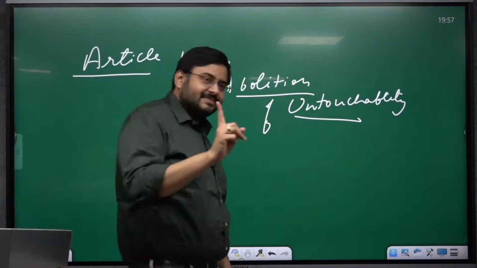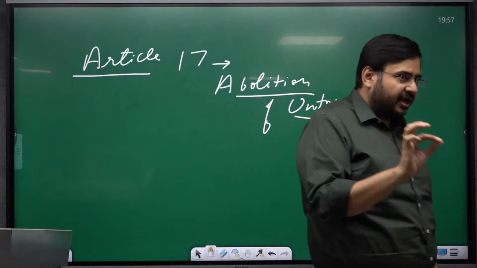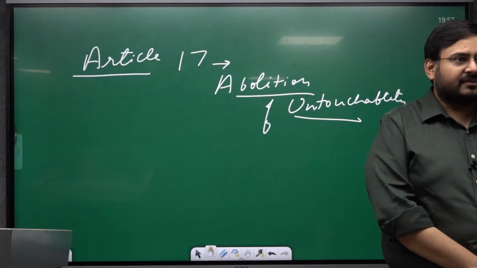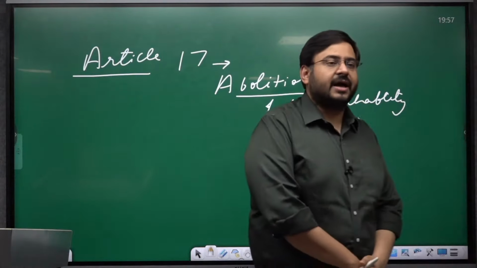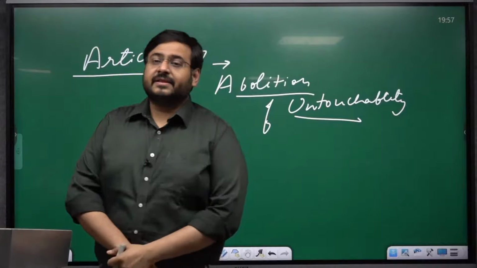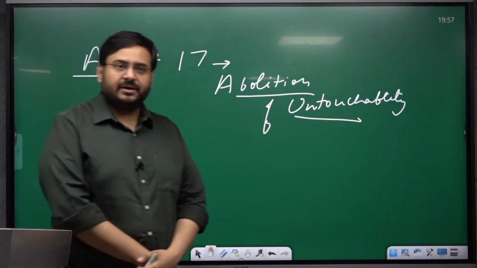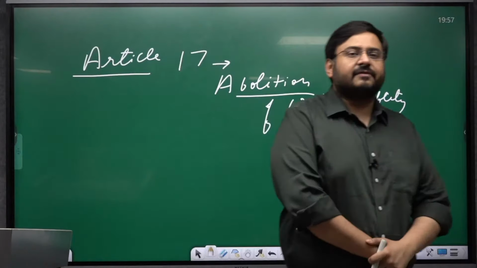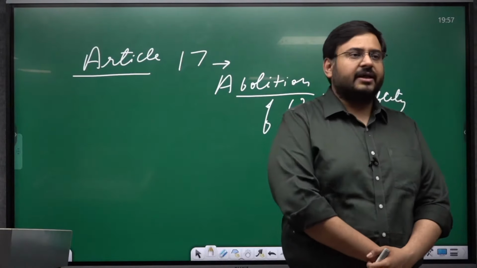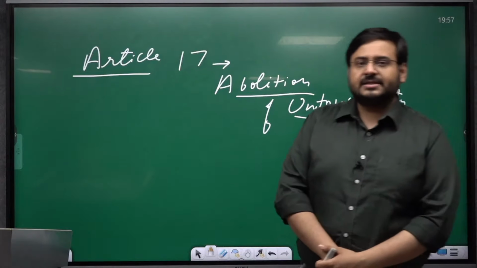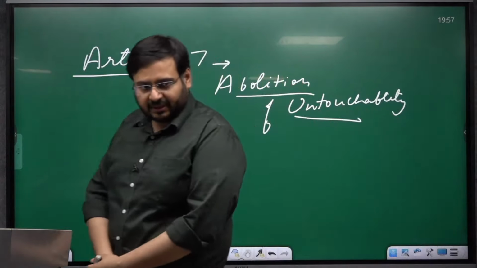The term untouchability is neither defined in the Constitution nor in the Protection of Civil Rights Act. Mysore High Court has only given what will not be considered as untouchability. Mysore High Court said that it will be social boycott if it is not on the basis of birth. So that is allowed. Is it clear?